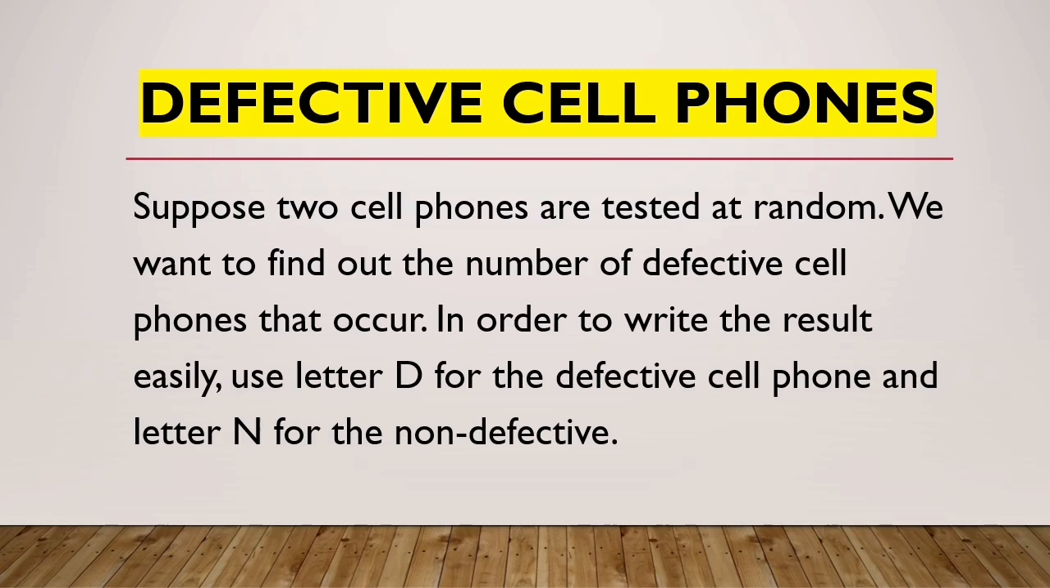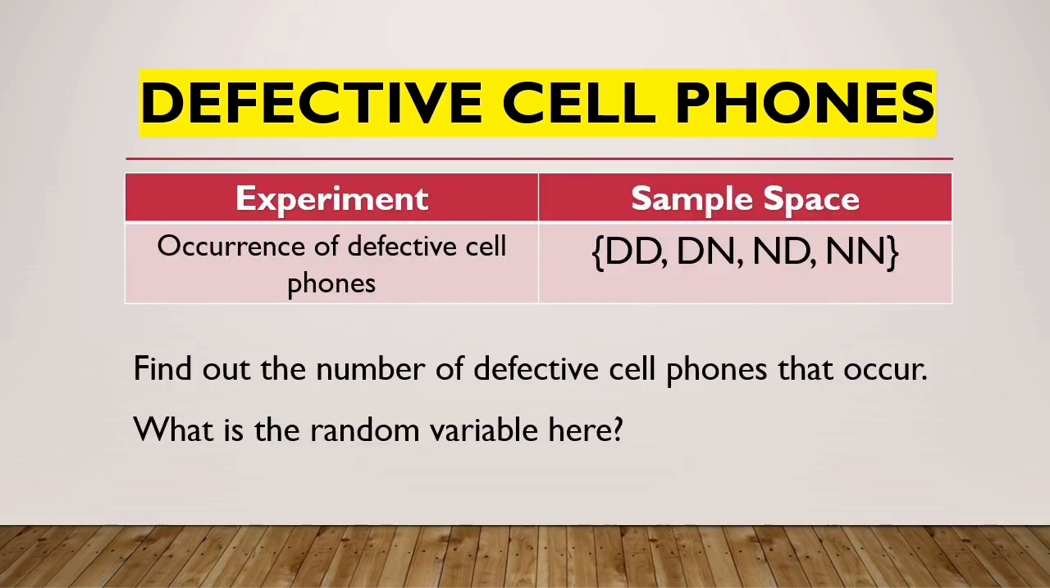As an example, when you enter a Gaisano mall, there are a lot of stores there that sell cell phones. Then you want to test if they are defective or non-defective. So for this experiment, we will use letter D for defective and letter N for non-defective. We only have two cell phones to test at random. We have here the experiment, the occurrence of defective cell phones, and the sample space. We only have 4 possible outcomes.